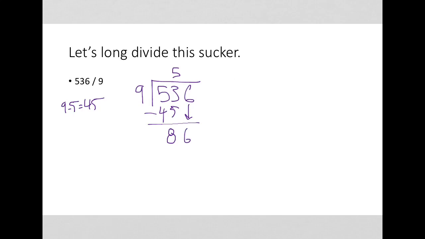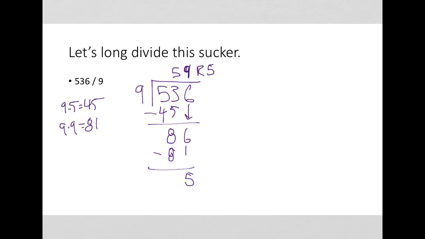And now ask yourselves, does 9 go into 86? If so, how many times? Well, 9 times 9 is 81. I'm sorry, I meant to write 9 there. 9 times 9 is 81, so we'll put that there. We'll subtract it, and we get a 5. And does 9 go into 5? Well, no, it does not. So I'm going to write this as 59R5. The 5 is our remainder.